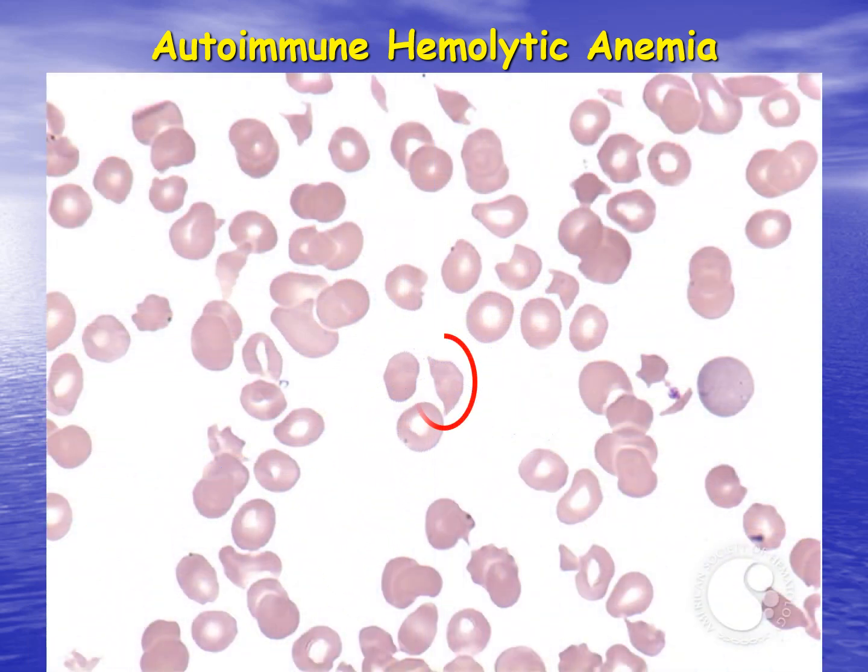Autoimmune hemolytic anemia. Actually, within this picture, there are very few red blood cells overall. And then I'll point out cells that look like this, and this one, and this one, and this one, and there's another one, there's another one. These are known as schistocytes. And these are actually red blood cells that are being destroyed by the immune system. So as we get more and more of these schistocytes within the blood field, that means we have less and less red blood cells to carry oxygen.